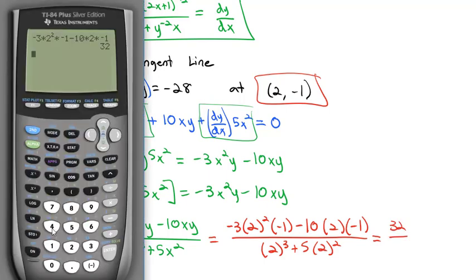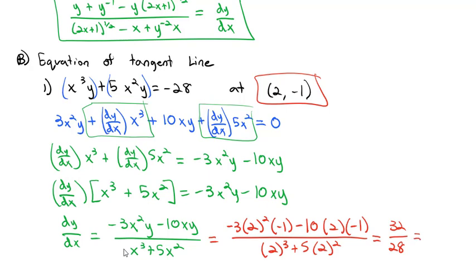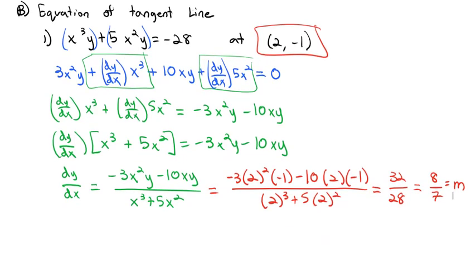Over our denominator, which is 2 cubed plus 5 times 2 squared, which is 28. Both of those are divisible by 4. 32 divided by 4 is 8, and 28 divided by 4 is 7. So 8 sevenths is equal to our slope at the point (2, -1).